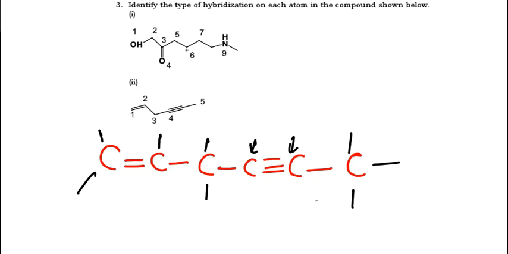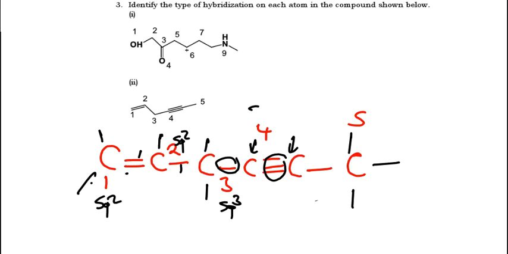Which ones are numbered? The first one, the second one, third one, the fourth one, and then the last one. So the first one, how many connections? 1, 2, 3. So sp2. The second one, 1, 2, and 3. sp2. 3, 4. sp3. Number 4, 1 and 2 connections. That's sp. 5, sp3. So you count the number of connections.